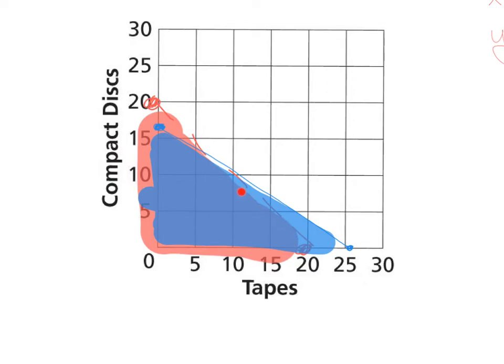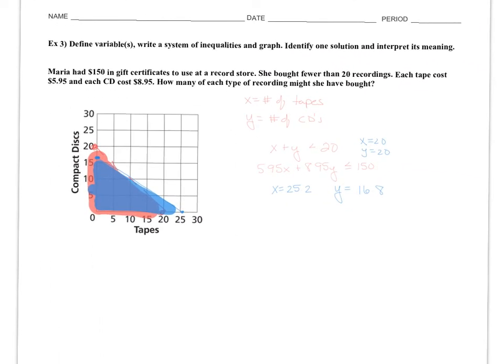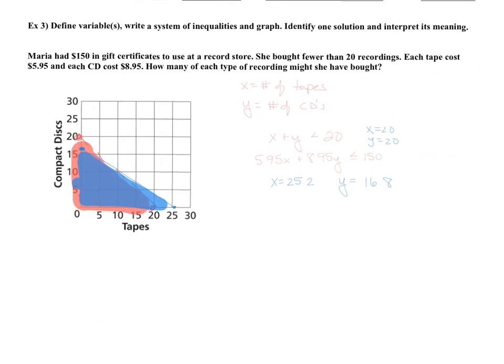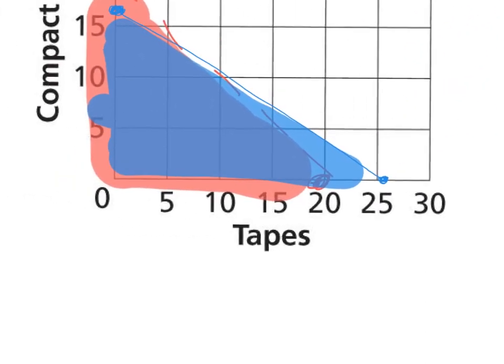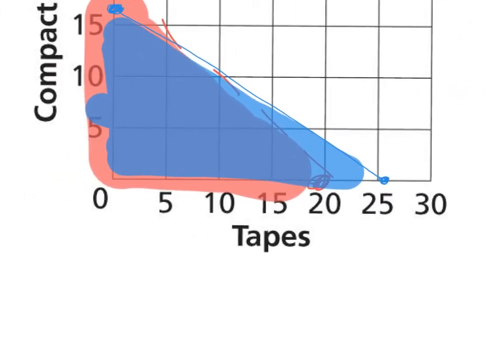So again, the area where they overlap, just be careful, okay? You can't include this area and you can't include this area. So right here is where your answers would be. And it says, how many of each recording might she have bought? So then what you're doing is just coming up with an answer that you think might work. So for instance, 5, 5 would be a good answer, okay? Right here, this would be 10, 5. That would work.